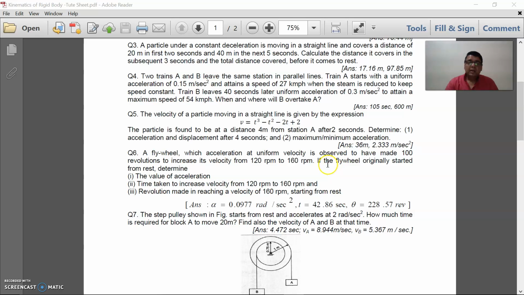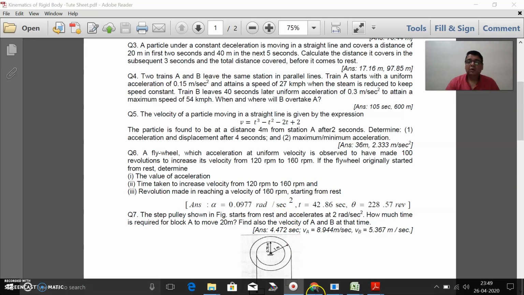Okay, there is some grammatical error in this, right? So please ignore it. If the flywheel originally started from rest, at the initial stage the flywheel was at rest only. Now he's asking what is the value of acceleration, the time taken to increase the velocity from 120 to 160, and the revolutions made in reaching this velocity starting from rest. From starting to 160, what were the revolutions?